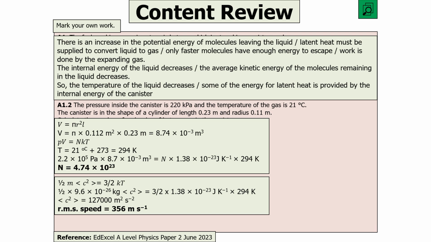It's a constant. We know T, it's 294, so we can work out what c squared is going to be. And then you root that to get the RMS speed, so it's 356 meters per second.